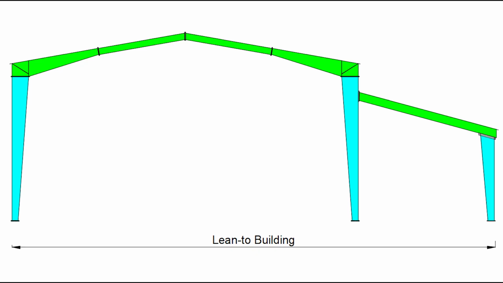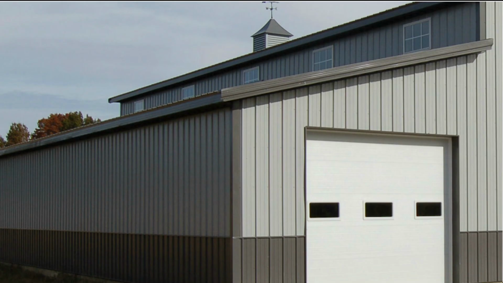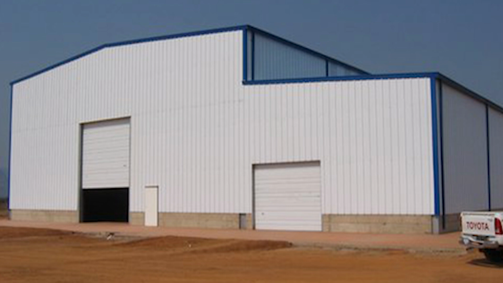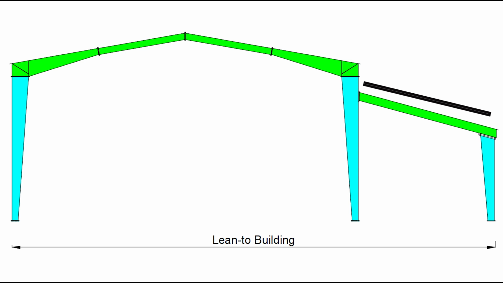Next is lean-to building. If we extend an already existing building using a single slope, this is called a lean-to building. If an entrepreneur is operating in a small building and later wants to extend their shed, they can do so using a single slope on the existing building. This is called a lean-to building.